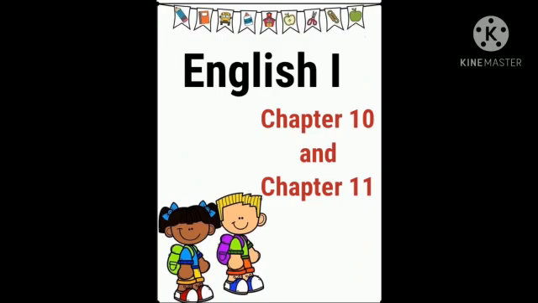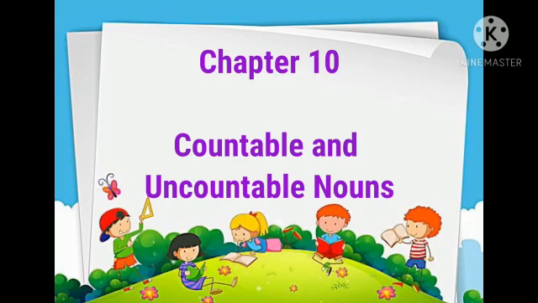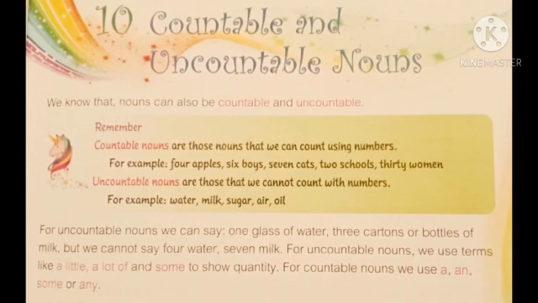Today, let us begin with English 1 new chapter 10, Countable and Uncountable Nouns. Open your English 1, page number 29. Countable and uncountable nouns. We know that nouns can also be countable and uncountable. Remember, countable nouns are those nouns that we can count using numbers. For example, 4 apples, 6 boys, 7 cats, 2 schools, 30 women.